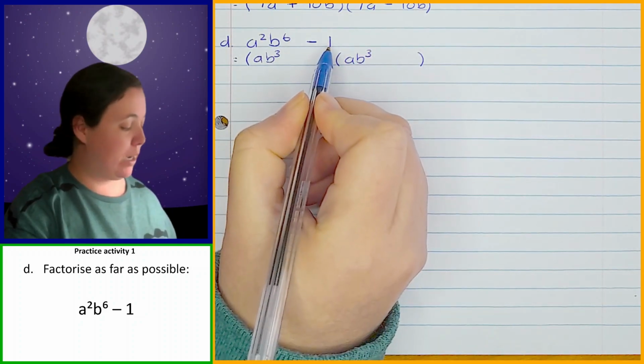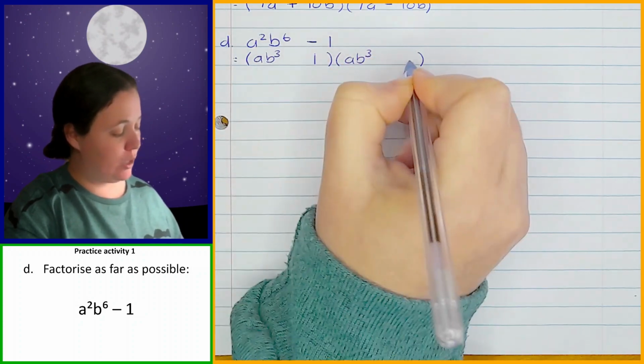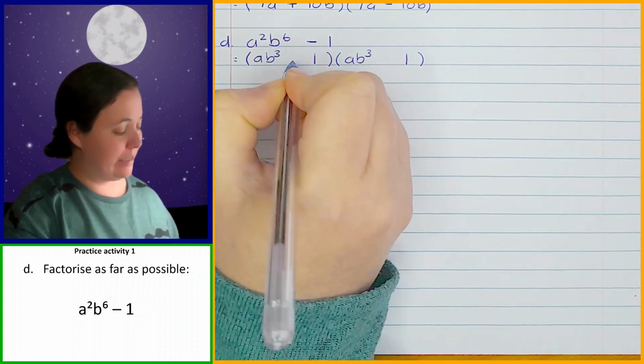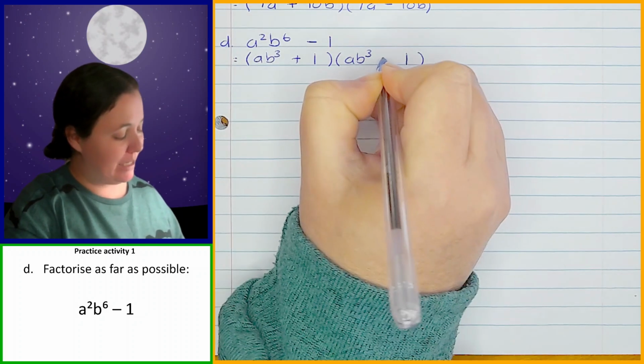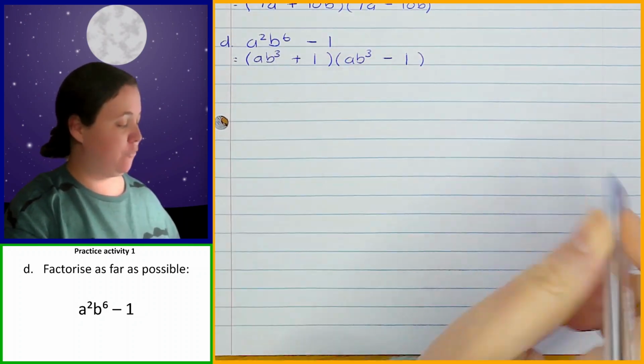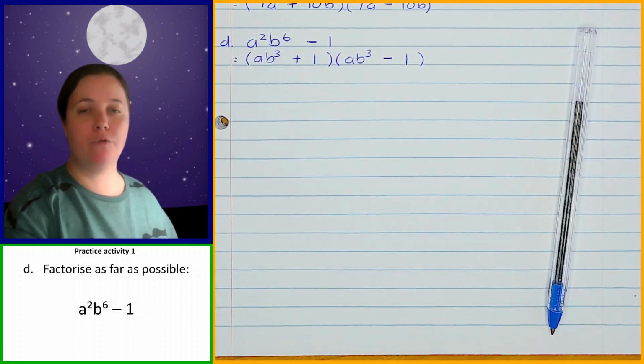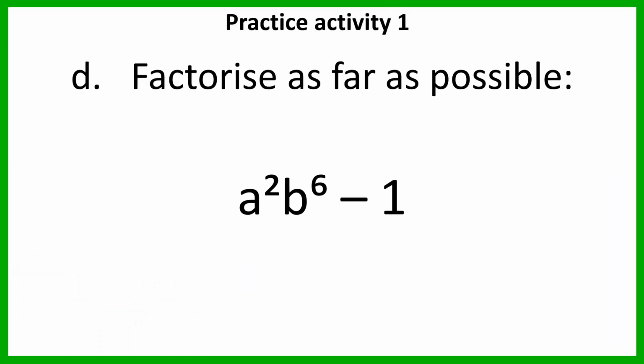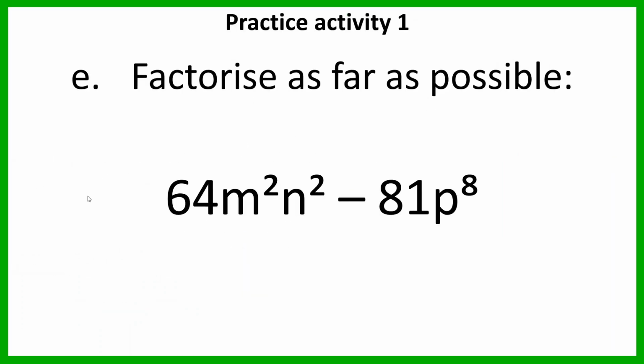Then the square root of 1 is just 1. So that's going to be 1 over there and 1 over there. So I get a plus in one bracket and a minus in the other bracket. So that's what you should have got for question D. Right, let's go on to question E. I'm going to give you 30 seconds for this one as well.